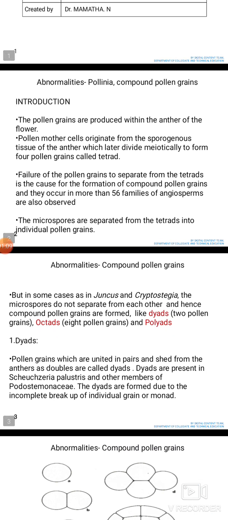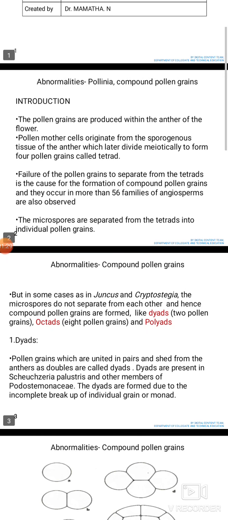Coming to dyads, the pollen grains which are united in pairs and shed from the anther as doubles are called dyads. Dyads are present in members of Podostemaceae. Dyads are formed due to incomplete break of individual grains or monads.